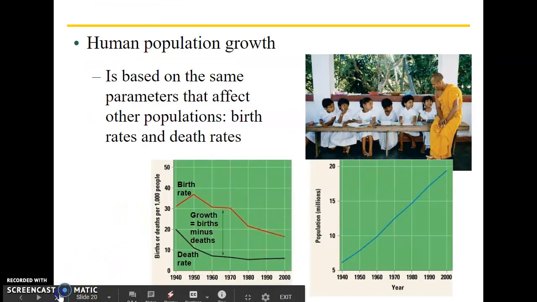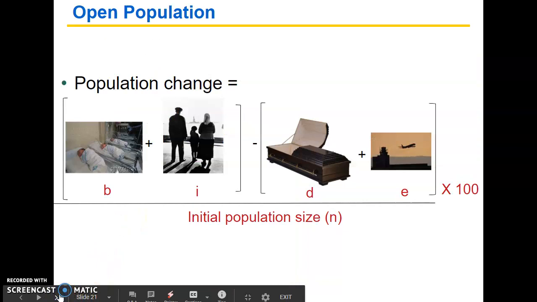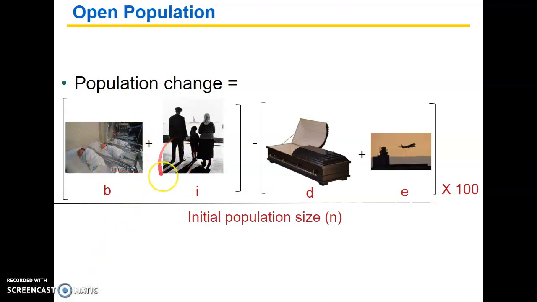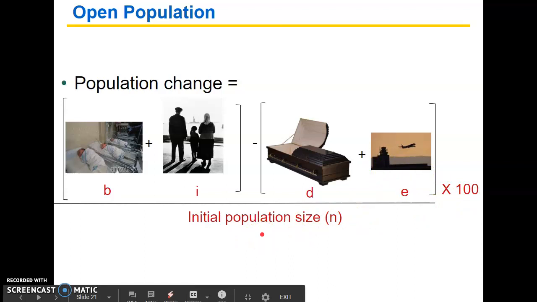Okay, so let's skip this one. Now looking at population changes again. The way we measure the population change, you look at the number of births plus the number of immigrants. So if you're looking in a specific area, it's births and then new individuals coming into that area, subtract the number of deaths and individuals leaving that area, multiply that by 100 and divide by the initial population size, and you get a percentage value for the population change over time. This is known as an open population.